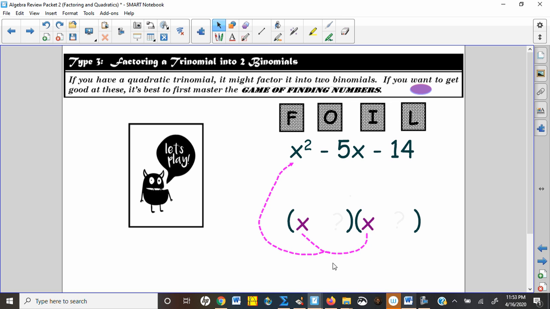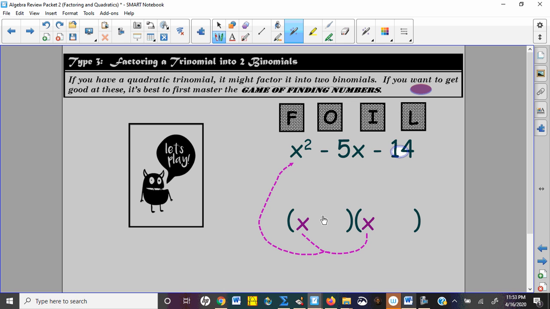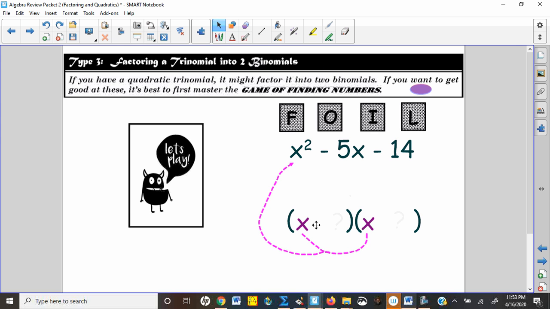Now, there's always going to be hints you can get from the binomial, and the easiest one, I think, is looking at, is the last term positive or negative? If it's positive, you can only get positives by multiplying positives by positives or negatives times negatives. If it's negative, like this case, you have to have one of each. And so that's a huge hint. You know that one of these has to be a plus and one of these has to be a minus, right?